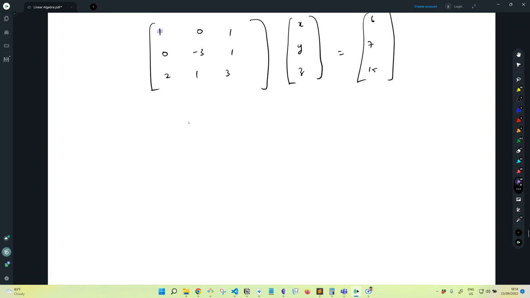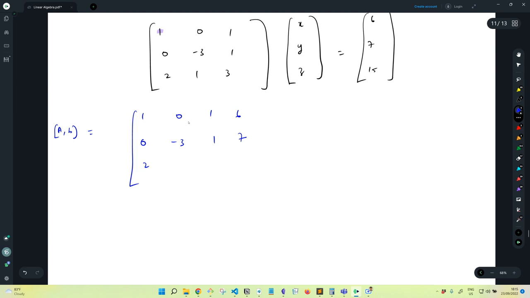First we'll start with top left entry. It is already 1, so there is no work to be done. Okay, sorry. Let me stick to the algorithm. First, I'll create the augmented matrix, A comma b equals 1 0 1 6. So when you create the augmented matrix, you will not put minus 6 here, right? You will put b as it is. Then second row will be 0, minus 3, 1, 7, and third row will be 2, 1, 3, 15.